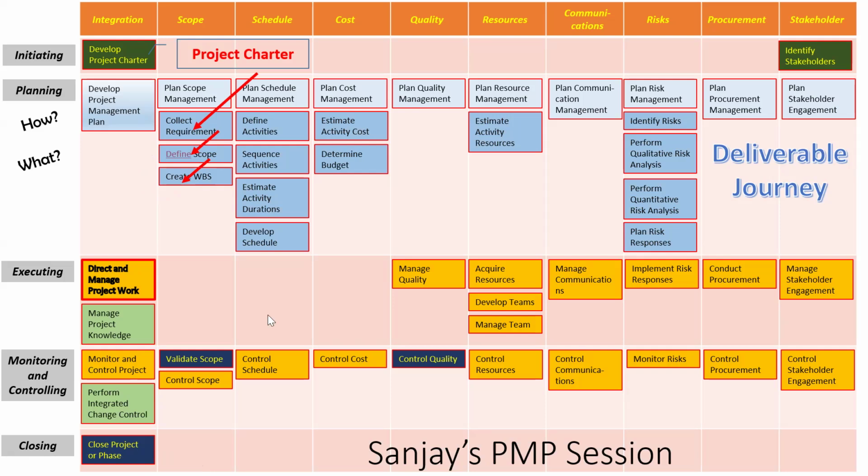Now going to the next one here, the scope baseline is created here. Then this becomes an input for the executing process called Direct and Manage Project Work. So scope baseline is basically a firm version of what is in the scope. What will be in the scope?